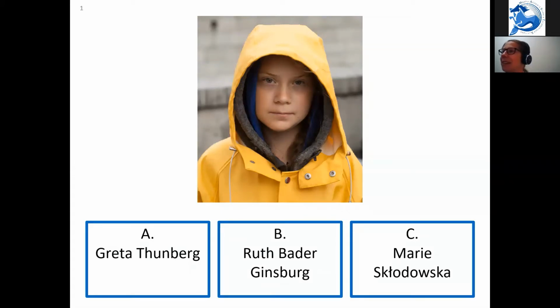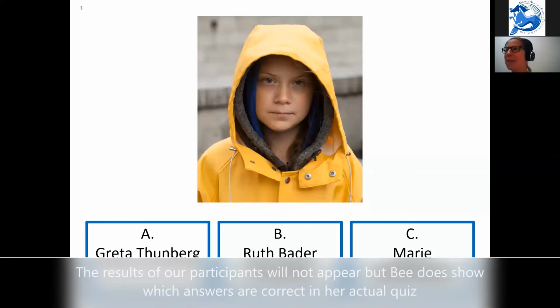Kudos for the pronunciation there, Bee. Thank you, I did look it up.